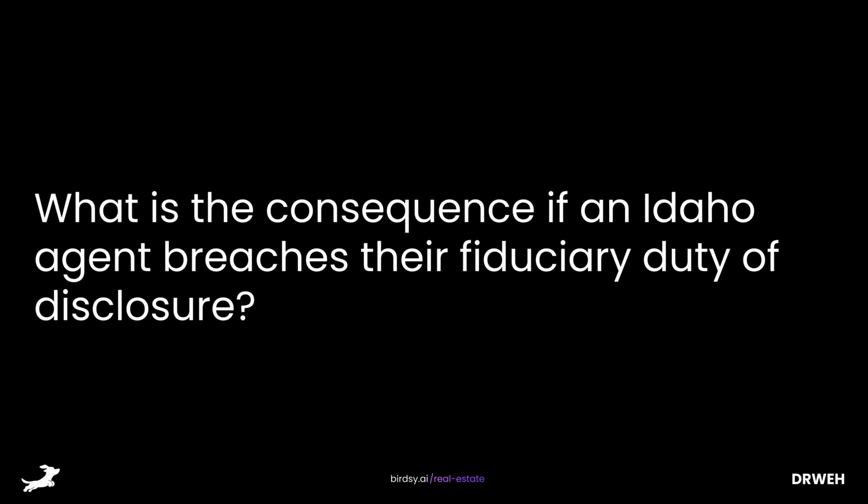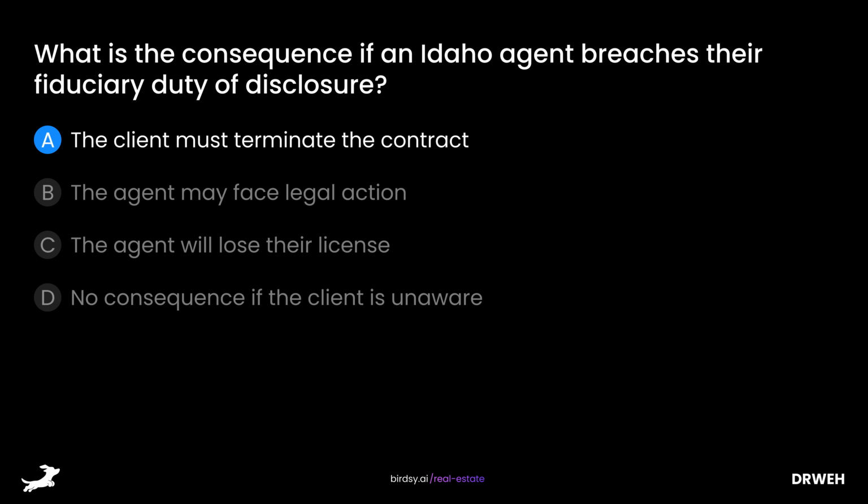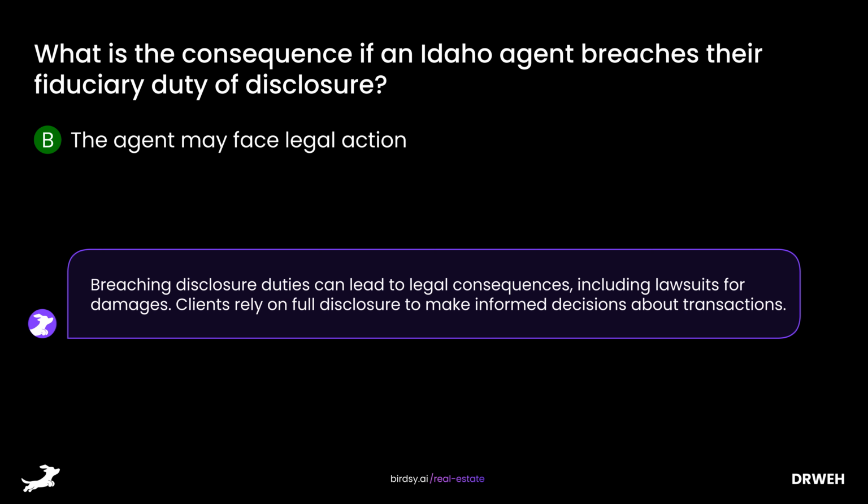What is the consequence if an Idaho agent breaches their fiduciary duty of disclosure? Is it A, the client must terminate the contract? B, the agent may face legal action? C, the agent will lose their license? Or D, no consequence if the client is unaware? The answer is B, the agent may face legal action. Breaching disclosure duties can lead to legal consequences, including lawsuits for damages. Clients rely on full disclosure to make informed decisions about transactions.